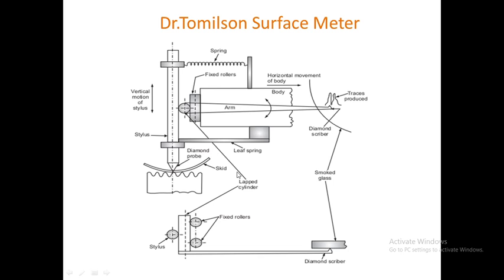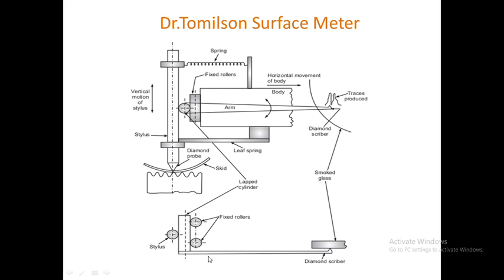This is the front view of the lap cylinder and this is the top view of the lap cylinder. Lap cylinder is free to rotate and these are the fixed rollers which are fixed, and this is the top view of the stylus. So the lap cylinder is placed in between the stylus and the fixed rollers.